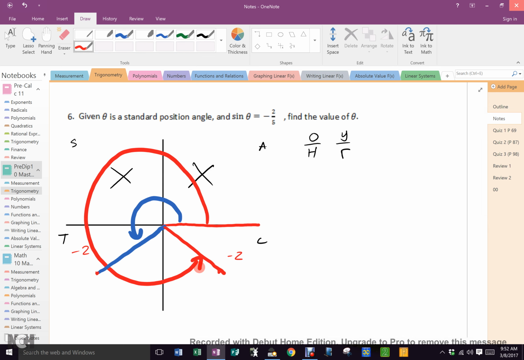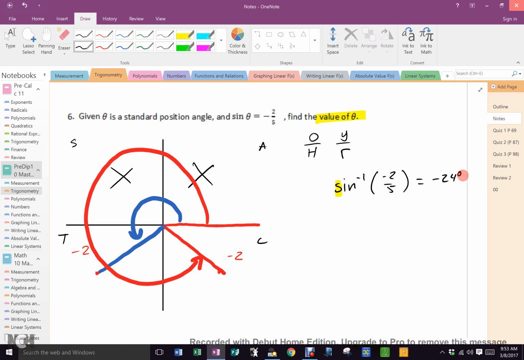All right. Now, the question is asking me for the value of theta, yes? What finds me values of angles? Shift, and in this case, sine. So I need to go shift sine of what value? Negative 2/5. And that's going to get me a number. What number does it get me? Negative 24 degrees, yes?